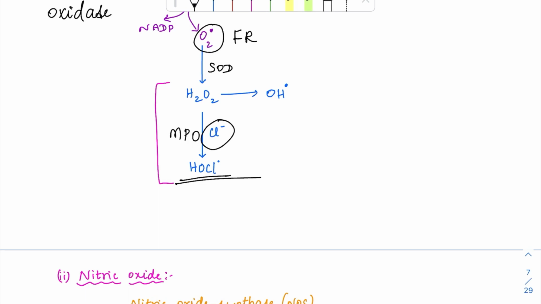So this entire system wherein H2O2, MPO and this halide are being used up is called the H2O2-MPO-halide system.